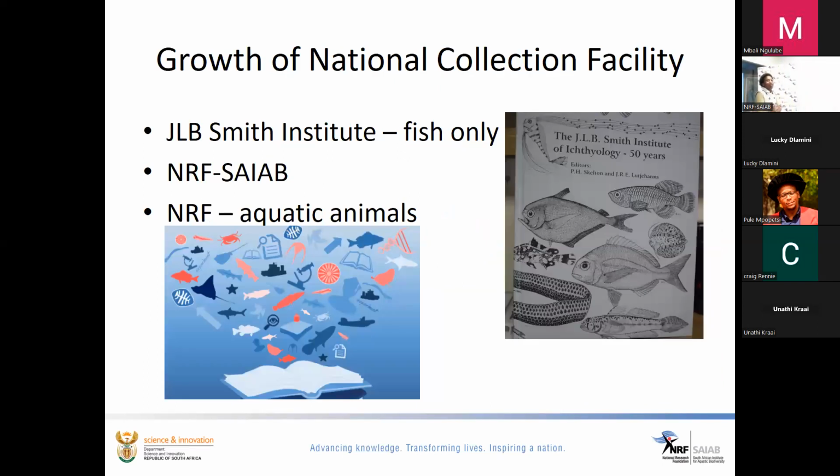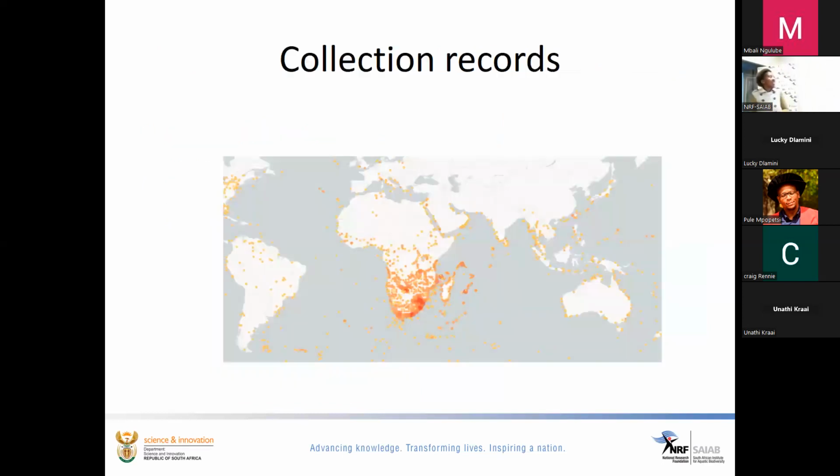The history of our collection at SAIAB: it started as the J.L.B. Smith Institute of Ichthyology, and they focused on fish only. Then when it changed to NRF-SAIAB, we included all aquatic animals, not only fish. This is the map that shows all our records, all the specimens that we have were collected from those areas.